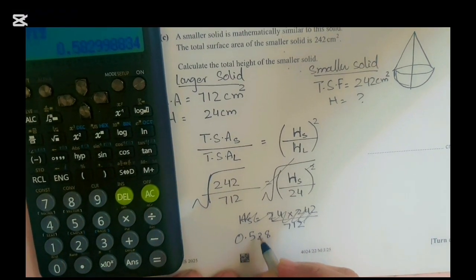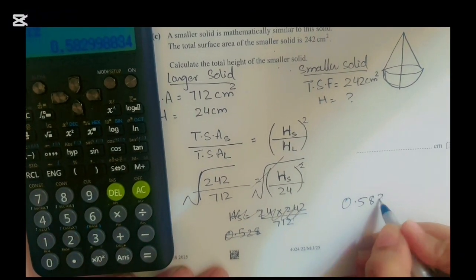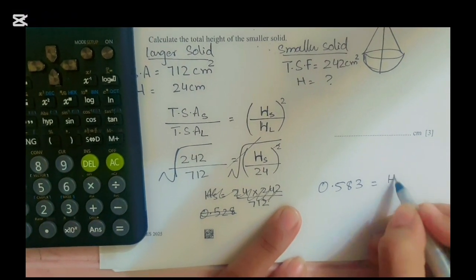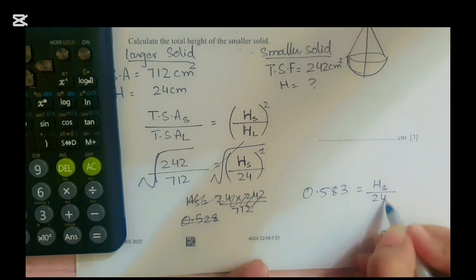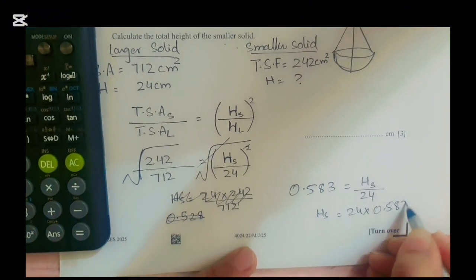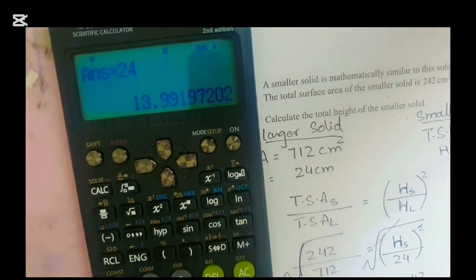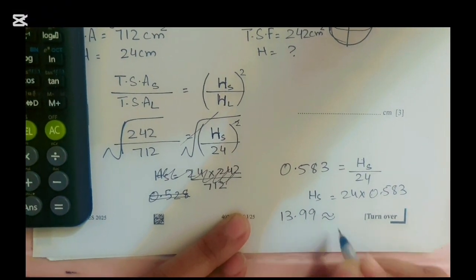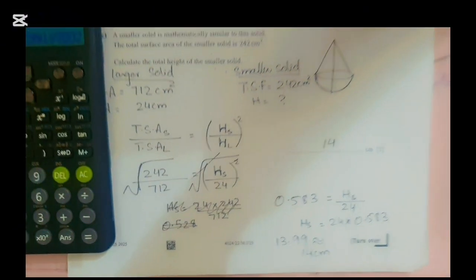So it will be equal to 0.5058, and rounding off, 0.583, is equal to h, the height of the small solid over 24. So Hs is equal to 24 times 0.583. Multiplying 0.583 with 24, we get 13.99, and if we round off we get 14 centimeters. So 14 centimeters is our answer.